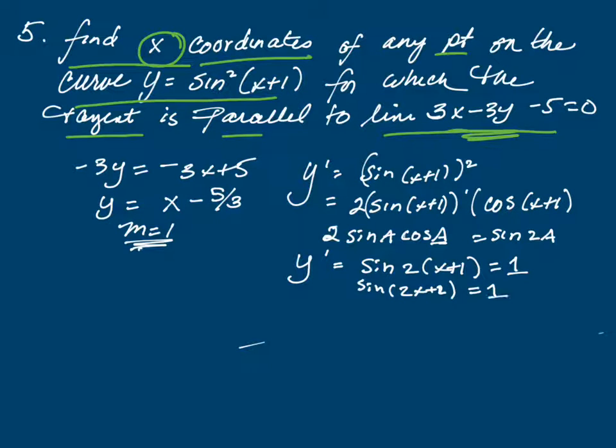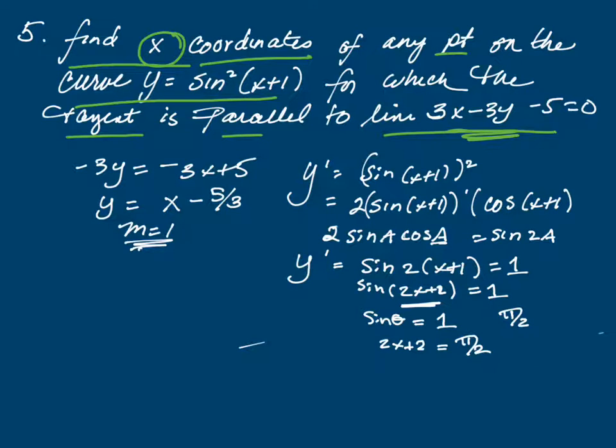Now, stop a minute, unit circle. Where's the sine equal 1? Don't worry about this theta yet. Let's just talk about sine theta equals 1. So sine equals 1 at pi over 2. So we can say that theta, 2x plus 2, is equal to pi over 2.